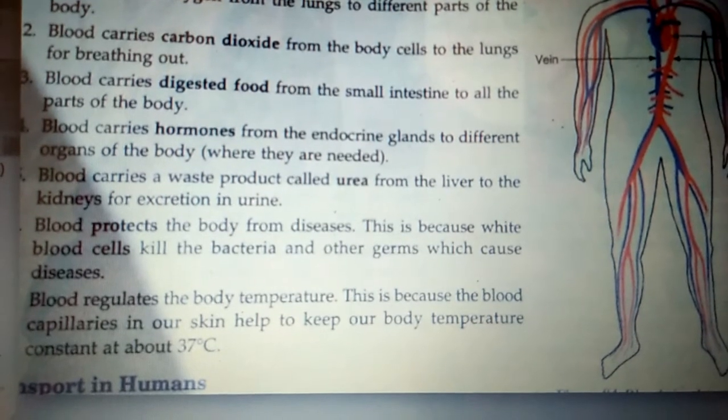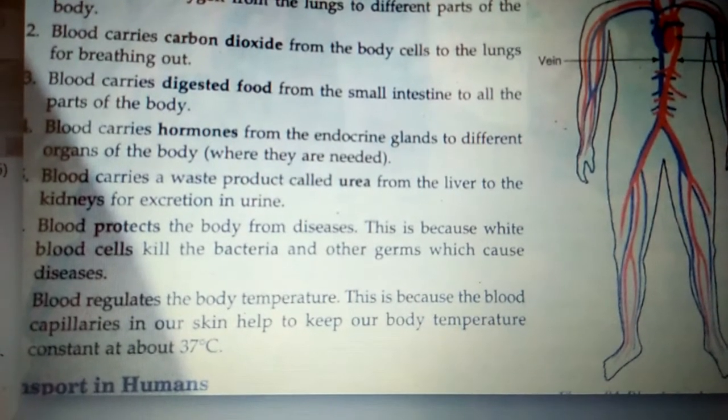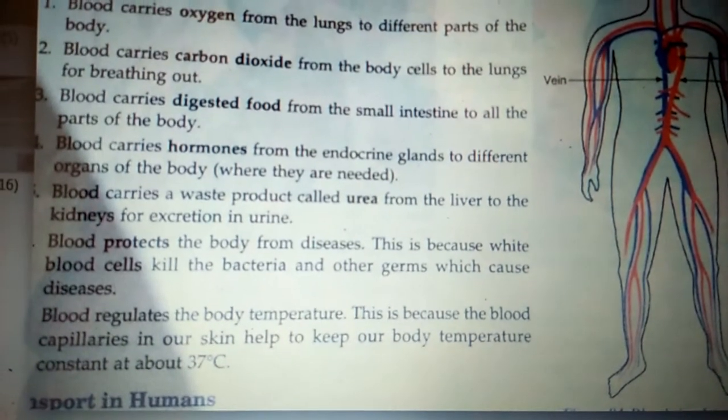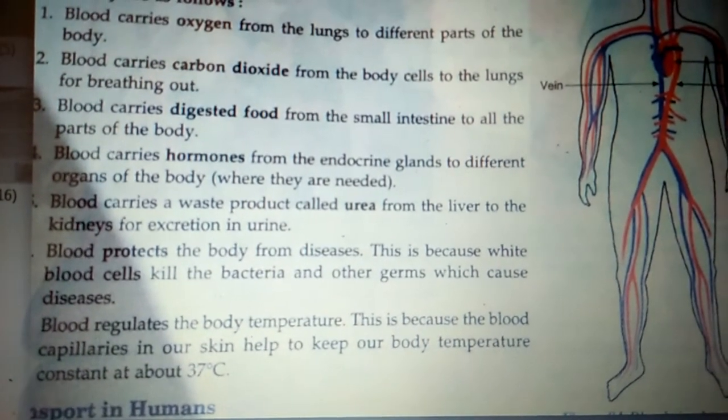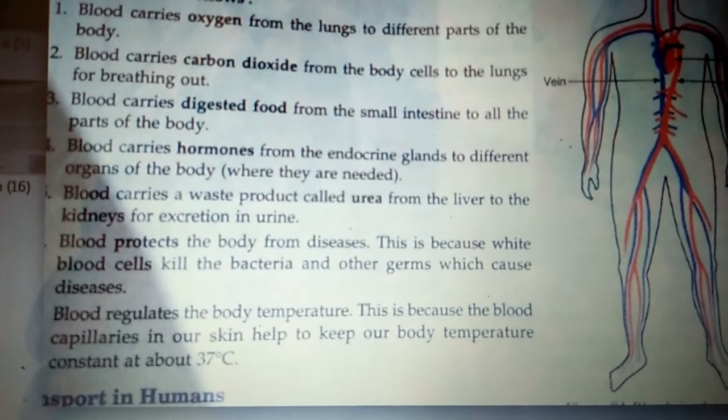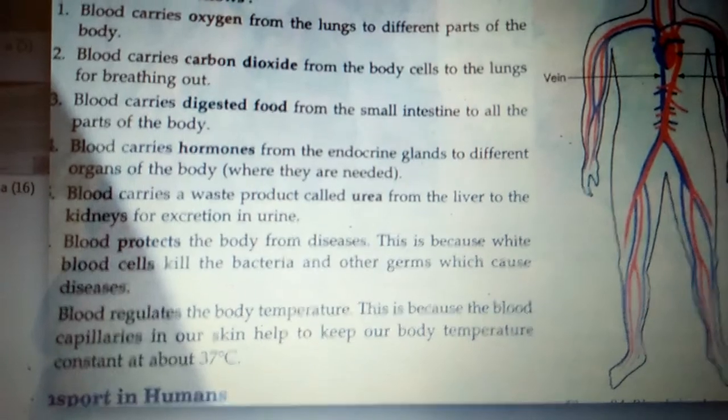Then blood also carries the hormones. Various hormones are necessary to carry out the biochemical processes in our body. Enzymes are produced by the various glands in our body. So these enzymes and hormones which are produced by the glands are carried to the different parts of the body.